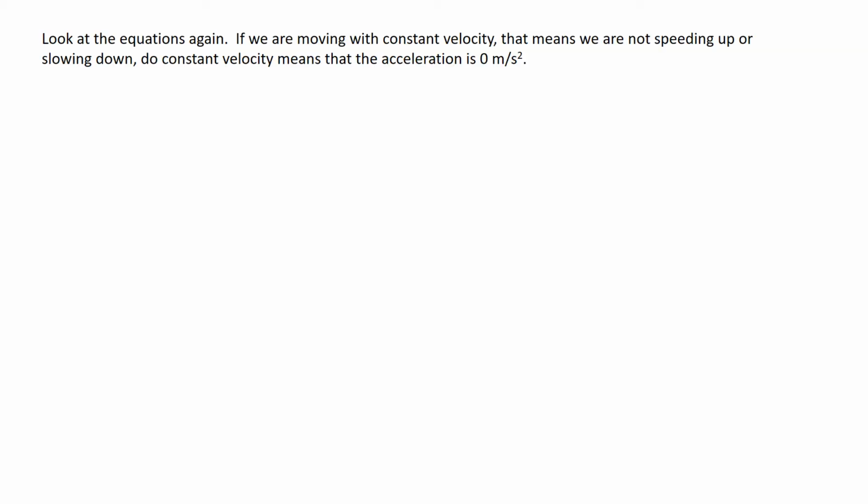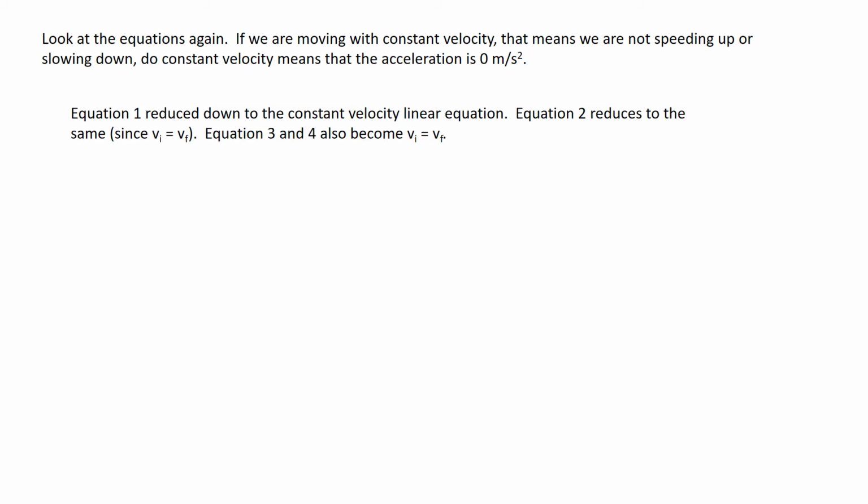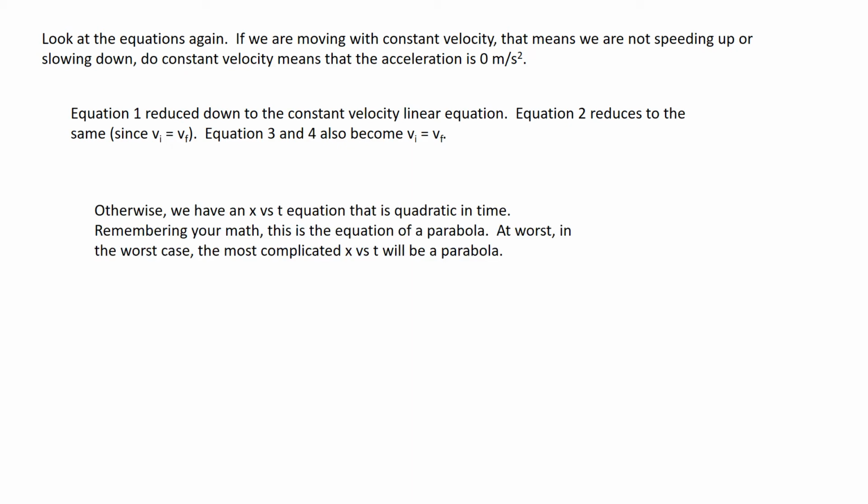Look at the equations again. If you're moving with a constant velocity, that means we're not speeding up or slowing down, and so the constant velocity means the acceleration is 0 meters per second squared. Equation 1 would reduce down to a constant velocity linear equation. Equation 2 reduces down to the same, since V initial equals V final, and equation 3 and 4 also show that V initial equals V final.